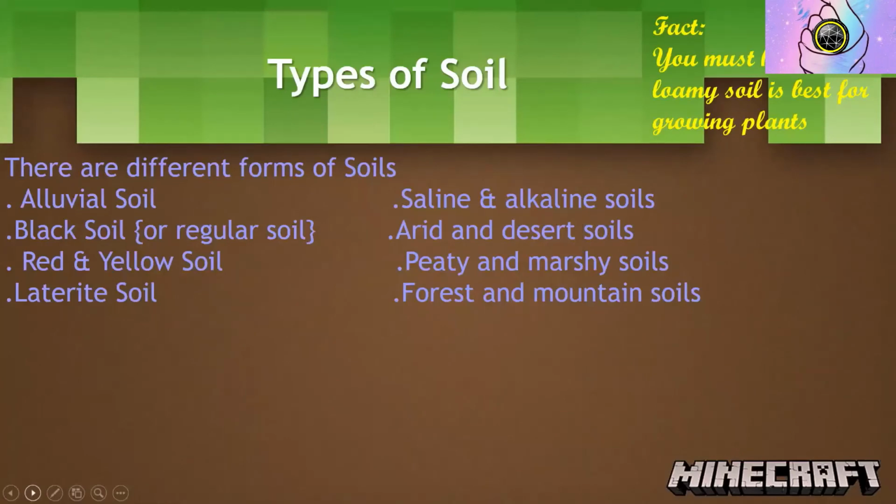Types of soil. Generally, there are four types of soil, but there are different forms of soil, such as alluvial soil, black soil or regular soil, red and yellow soil, laterite soil, saline and alkaline soil, arid and desert soils, peaty and marshy soil, forest and mountain soil, etc. So you must know that loamy soil is best for growing plants.